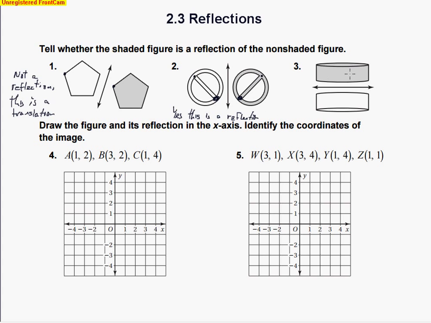And on this next one, we can see that we have a cylinder here, and notice how we can see this part of the circle, part of the top of the cylinder here. And then on the other side, we see the same thing, but equal distance from that line of reflection. So if I look at this point right here, it's equal distance from the line of reflection for that corresponding point on the other cylinder. So I would say yes, this is a reflection.